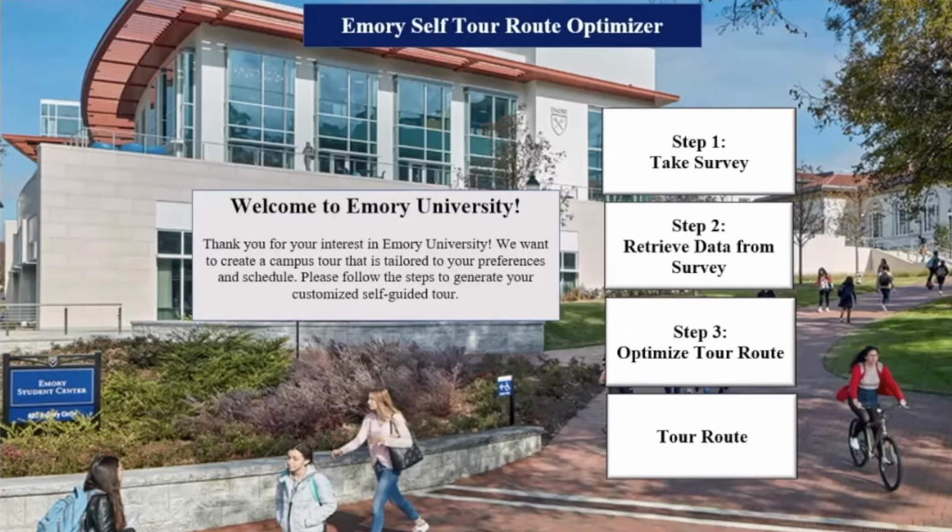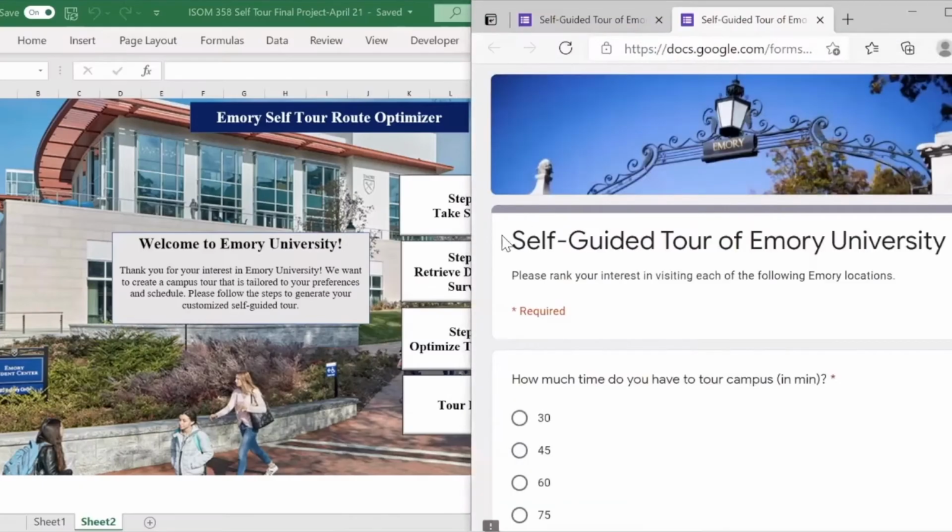The input data for our model sources directly from the response of our survey. Our tool prompts each user to begin filling out a survey with just a click of a button. The survey asks how much time you can spend on the tour and how interested, on a scale of 1 to 7, you would be in visiting each of the 26 listed Emory tour attractions, as shown here. For the purpose of this video, we randomly filled out the survey.